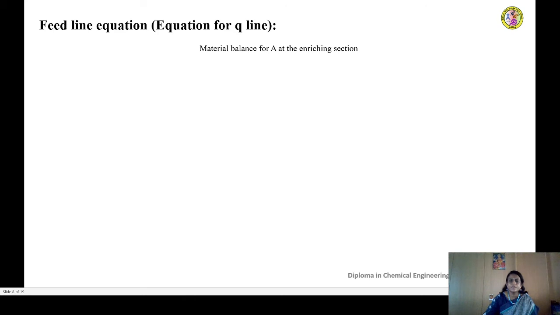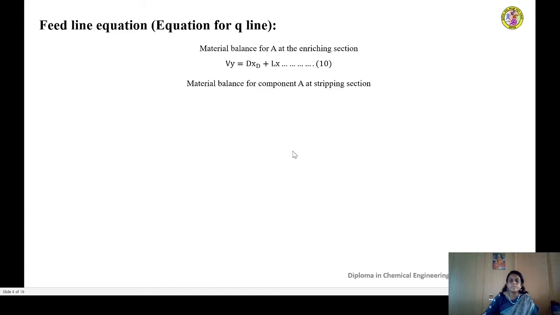Okay, so let us now write down the material balance for A in the enriching section due to the introduction of feed. So Vy amount of A leaves the top of the column, so that is divided into dxt moles of A in the distillate plus Lx moles of A in the reflux liquid. So let this be equation number 10.